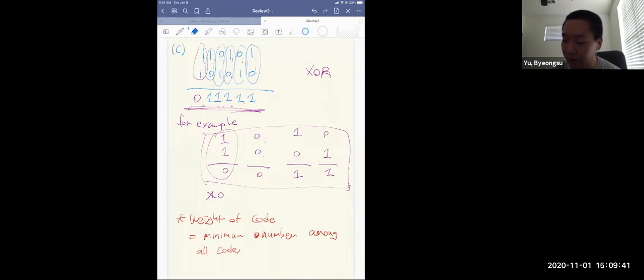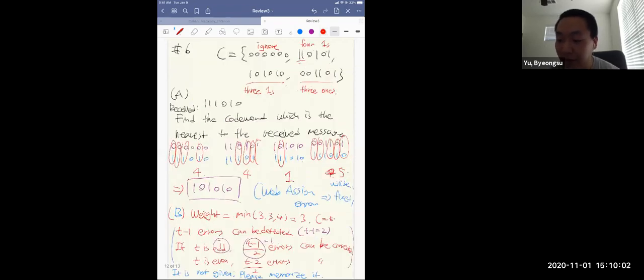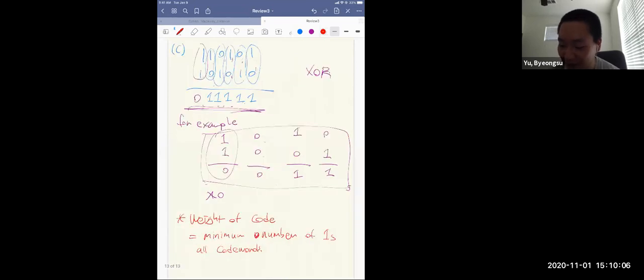minimum number of ones in code words. So it is the minimum number of ones over all non-zero code words. So okay, non-zero is important.